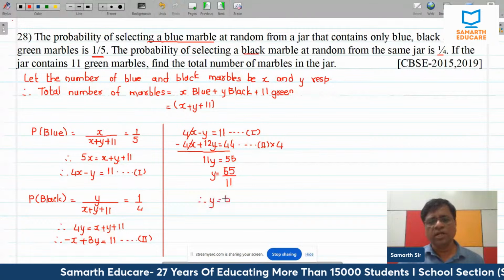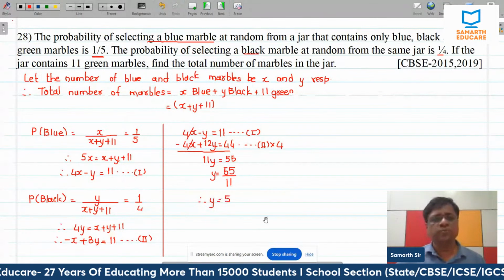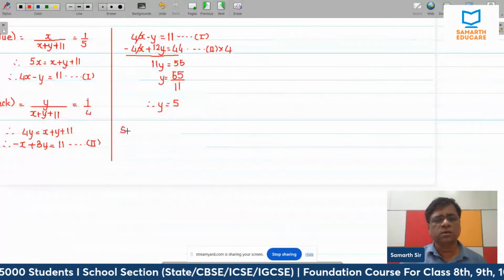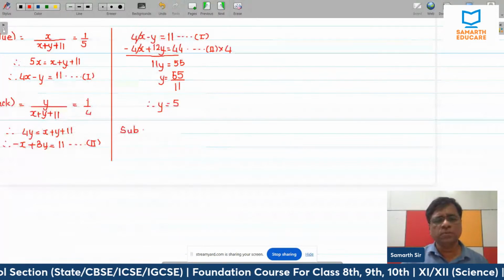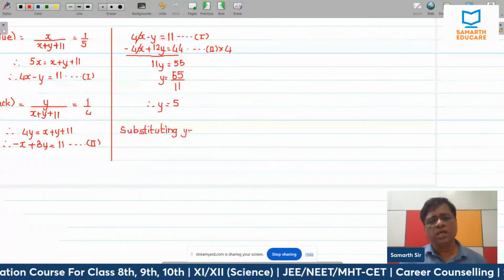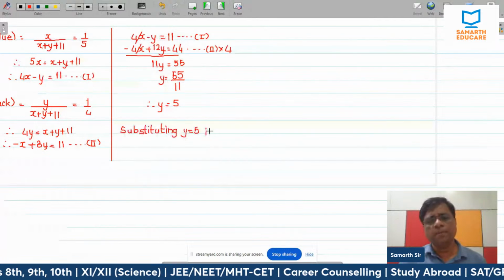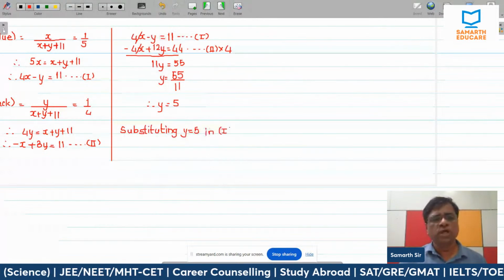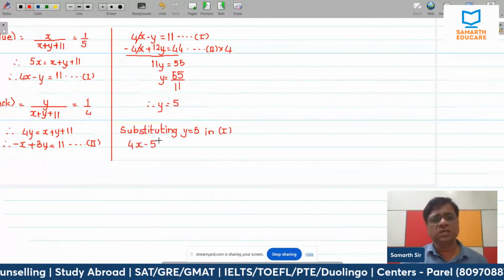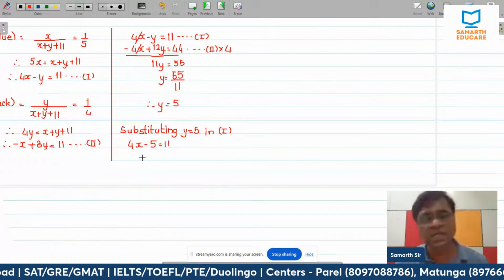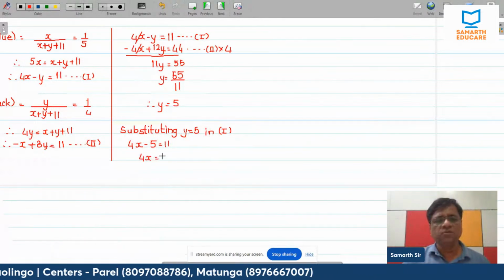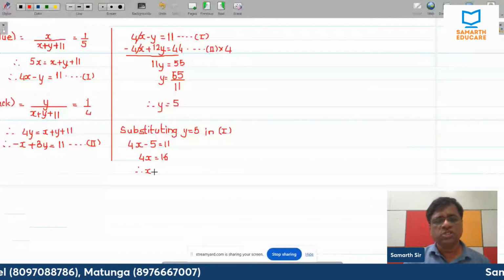Right? If I substitute this value in any of the equations, suppose I substitute y equal to 5 in equation 1. If I do this, 4x minus y, that is 5, is equal to 11. If I take this 5 on the other side, it becomes plus 5. So we get 4x is equal to 16, and we get x is equal to 16 upon 4, that is 4.